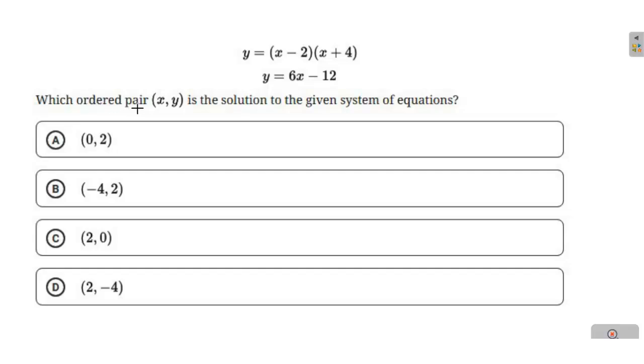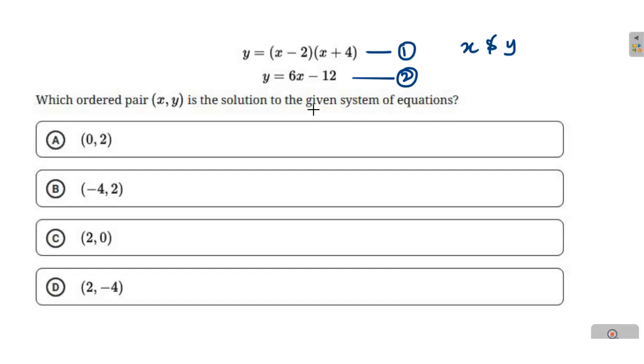So the question says which ordered pair (x, y) is the solution to the given system of equations. Basically what we are required to find is the value of x and y in this given equation. So we can take this as equation 1 and this as equation 2. For us to find the value of x, we first eliminate y, right?